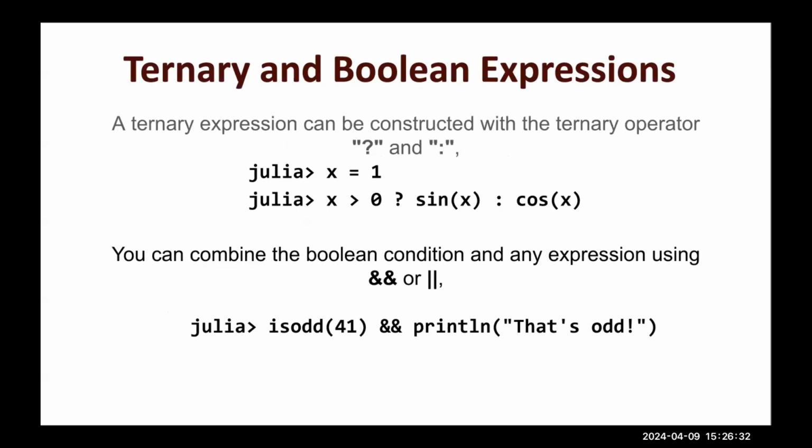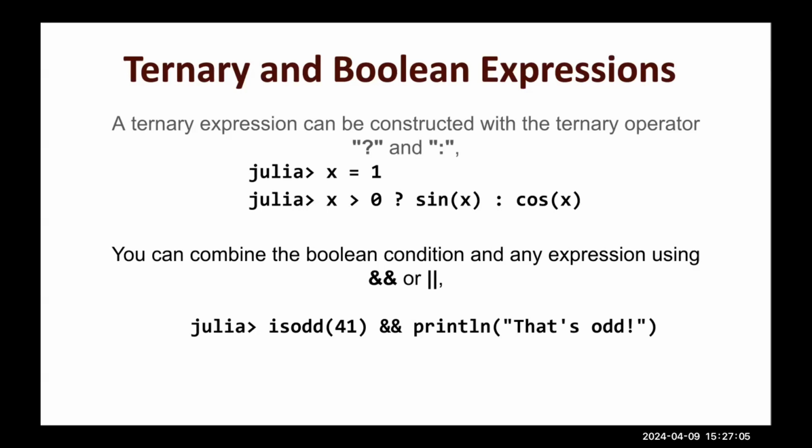So for ternary and Boolean expressions, let's get started with the ternary expression. It usually has three parts with a question mark, where we evaluate the first statement to see if it's true or false. If it's true, the second expression is returned. Otherwise, the last expression will be returned to you. Basically, the last expression only returns when the first statement is false. Okay.